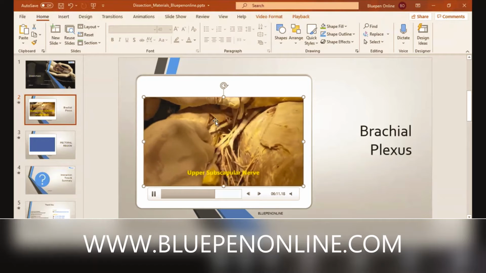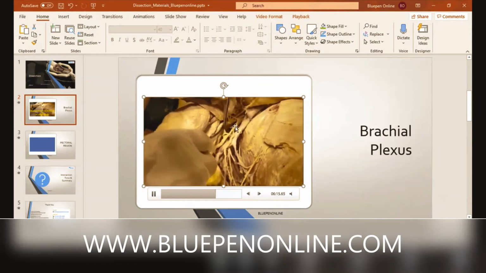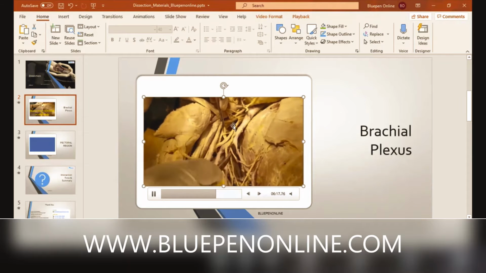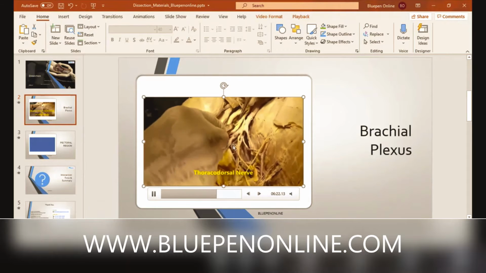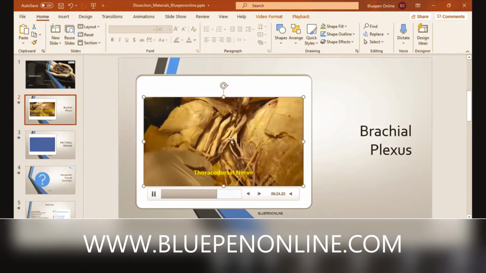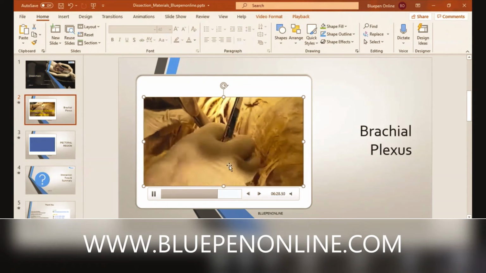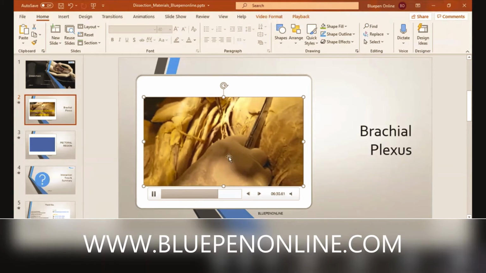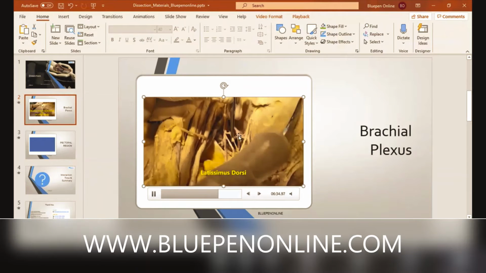Divisions of the brachial plexus, you can't see. Yeah, this is the upper subscapular nerve. The thoracodorsal nerve. These are the branches of the posterior cord. Thoracodorsal nerve. Latissimus. This is the latissimus dorsi.